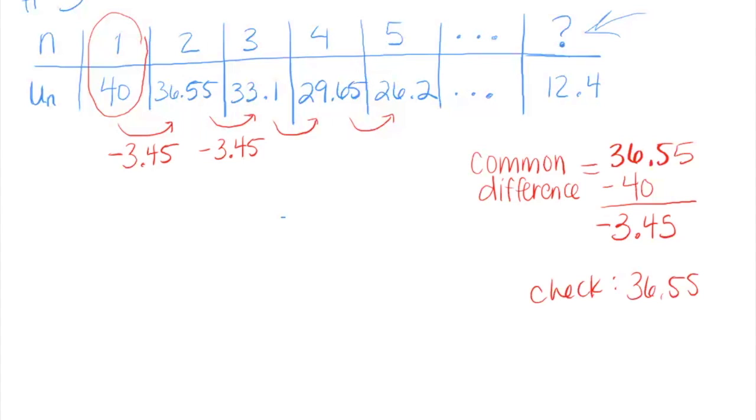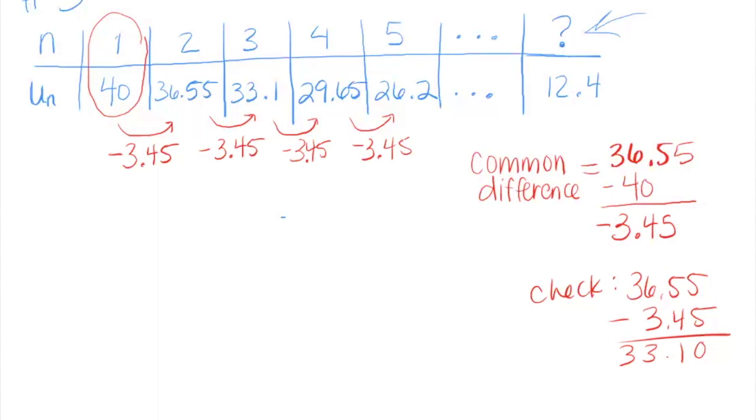36.55 minus 3.45. And 5 minus 5 is 0. Carry the 1, 3. And that is the same answer. So this pattern is going to work. That means we found the recursive rule or the pattern.